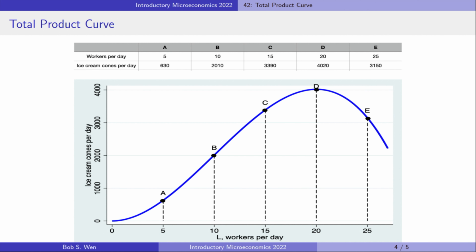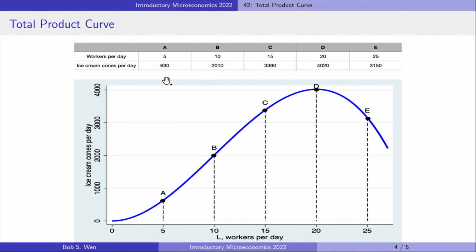The total product curve is the graphical representation of this table. On the vertical axis, we have the number of ice cream cones per day, and on the horizontal axis, we have the labor in terms of the number of workers per day. The total product curve shows the relationship between the input labor and the output ice cream. Let's plot points A, B, C, D, and E. They correspond to the table.